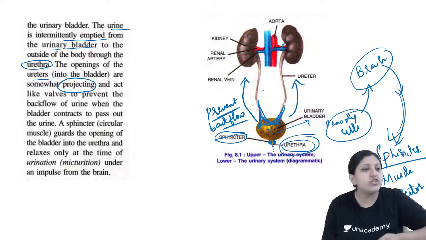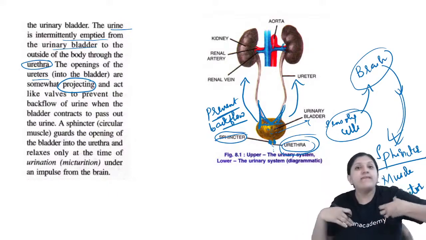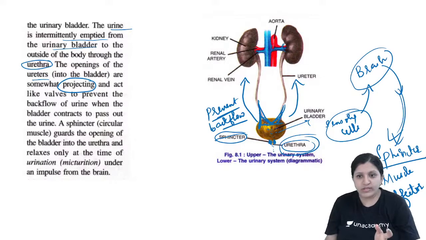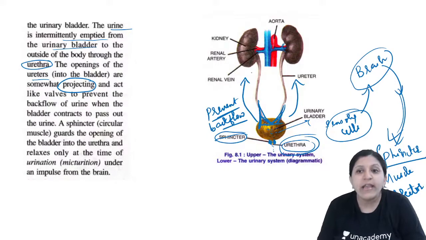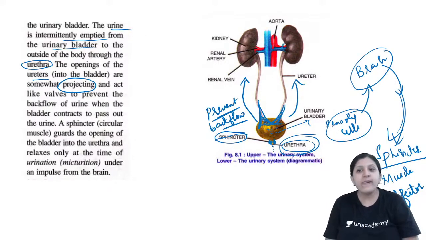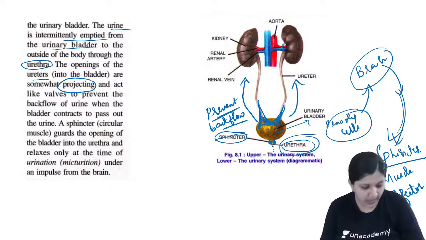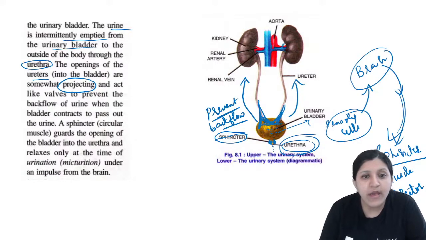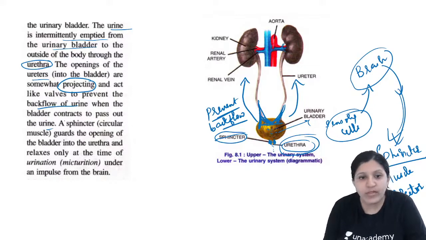If it were straight, then there was a chance that whenever the urinary bladder contracts for urination, the urine would go back to the ureter. In order to prevent that, this ureter is somewhat projecting. It is to prevent the backflow of the urine when the bladder contracts to pass out the urine. Then we spoke about the sphincter already.